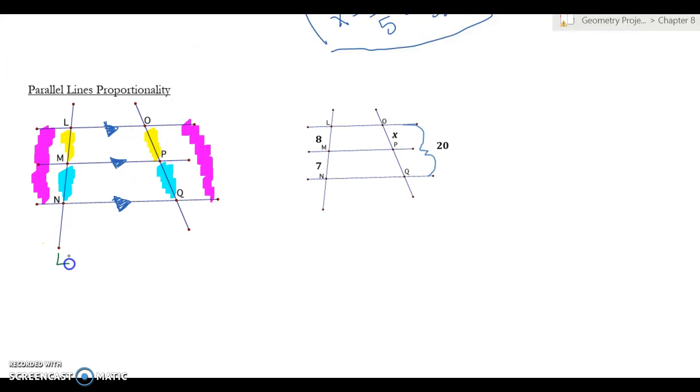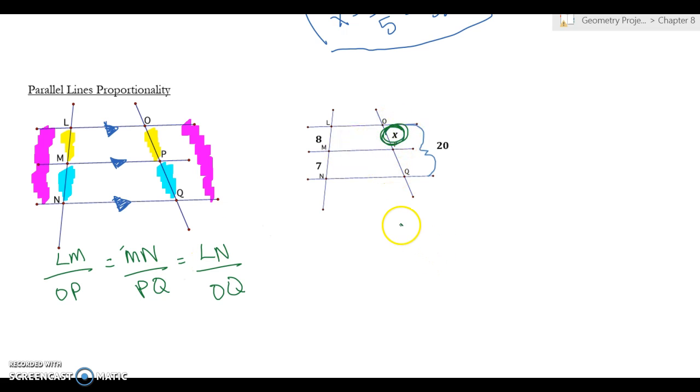Okay, so I'm going to write my fractions. So I could have LM is in the same place as OP. MN is in the same place as PQ. And then LN is in the same place as OQ. See, all of those things work. Okay, so you kind of have to pick and choose what you're going to do. Right here, I always like to start with x. So x is on top. And x is in the same place as 8. And then my only other number I have over here with x is 20, which is in the same place as this whole thing. And that whole distance is 15.